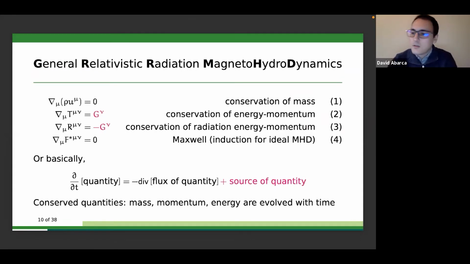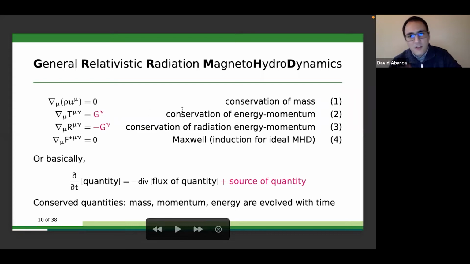The physics involved in super Eddington accretion requires general relativity, radiation, and magnetohydrodynamics. Probably it requires more, but we don't have those in our code. So the equations that we solve are just the relativistic forms of conservation of mass, conservation of energy and momentum, conservation of radiation energy and momentum, and Maxwell's equations.